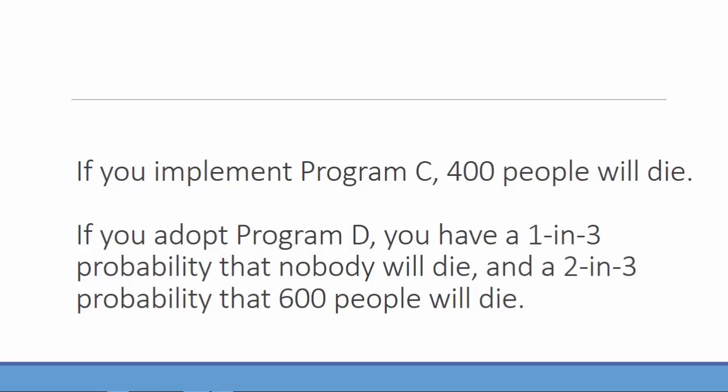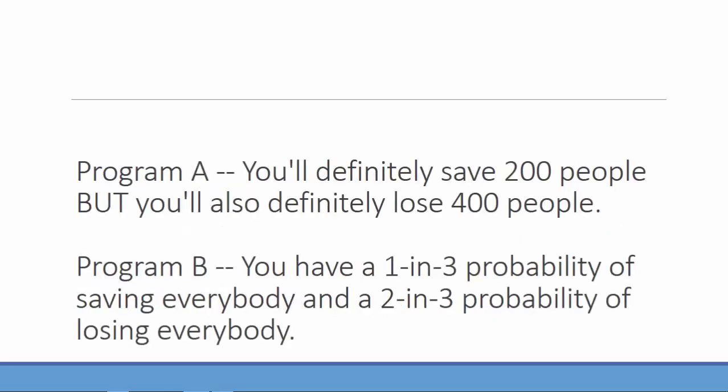Have you done that? Now let's continue. If you chose Program D, which gives the possibility that nobody will die, then you chose just like 78% of the original participants in the experiment. They went for the possibility that nobody will die with Program D over the certainty that 400 people will die under Program C. So what point am I trying to make? For you to get the point I'm trying to make, let's place all of Programs A to D side by side and analyze them. Program A, you will definitely save 200 people, but you will also definitely lose 400 people.